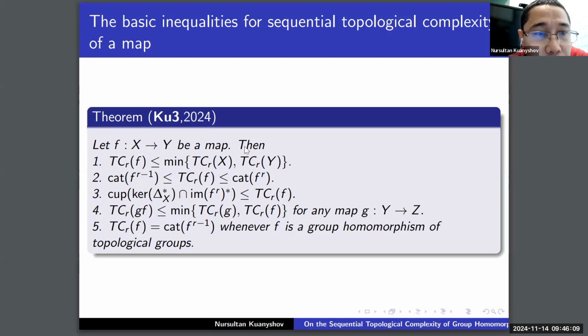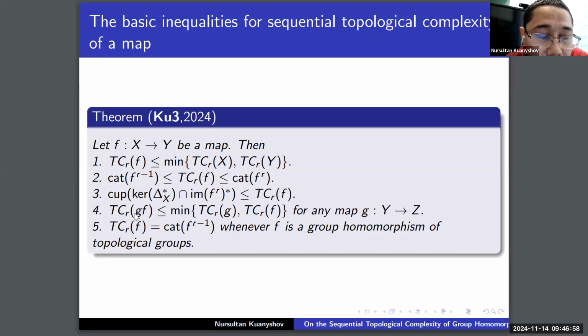If I have a map, then the sequential topological complexity of the map is at most the minimum of the sequential topological complexity of the spaces. As we can see, it behaves like the LS category of a map, or similarly the topological complexity of a map. Similarly, I can obtain an analog of Rudyak's result. In other words, the sequential topological complexity of a map is bounded above by the category of F to the R, and below by the category of F to the R minus 1. Similarly, I have this cup length formula to estimate from below.